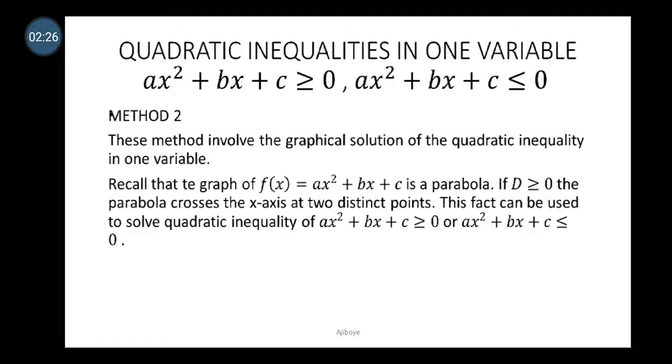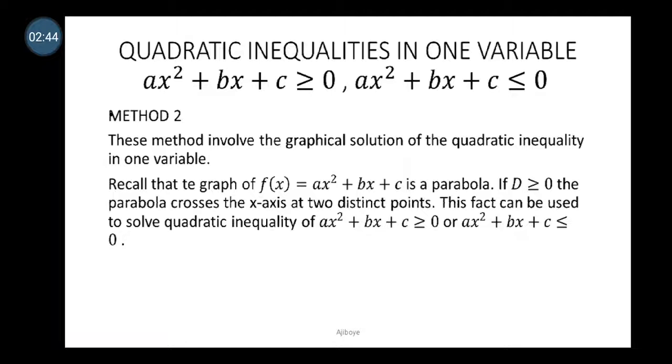Then we have quadratic inequality in one variable. That is when we have ax squared plus bx plus c greater than or equal to 0, and also ax squared plus bx plus c less than or equal to 0. These are quadratic inequalities in one variable.